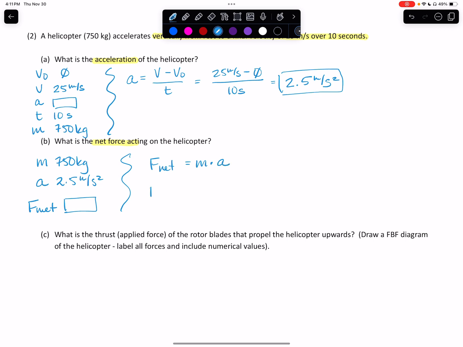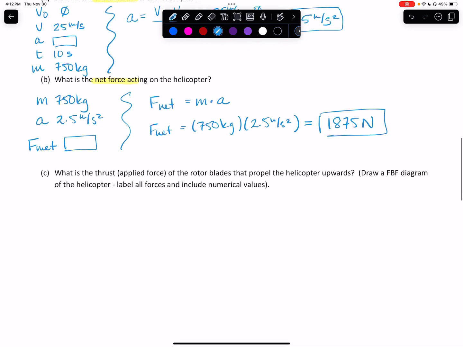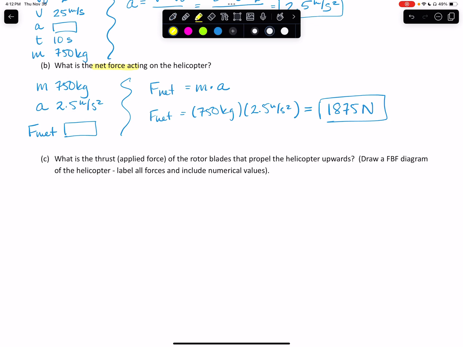So we plug in 750 kilograms and 2.5 meters per second squared. And the net force acting on this helicopter as it's accelerating is 1,875 newtons. So for our final part, what is the thrust, which is the applied force of the rotor blades that propel the helicopter upwards? Draw a free body force diagram and label all forces, including numerical values.